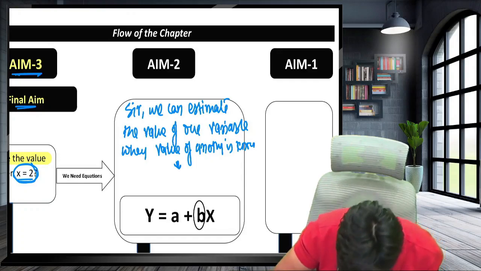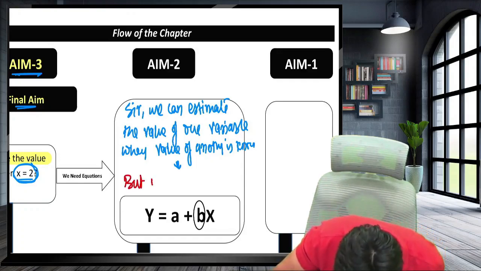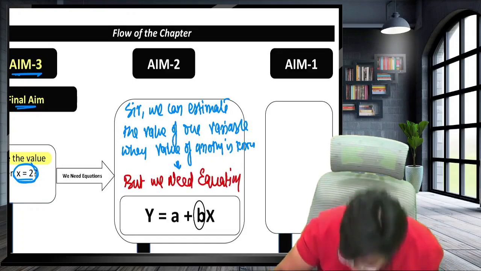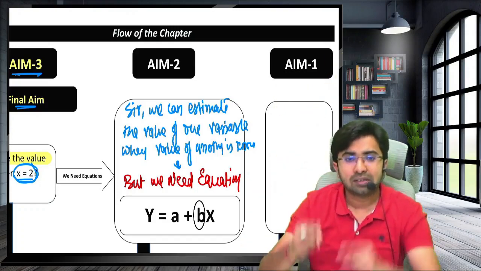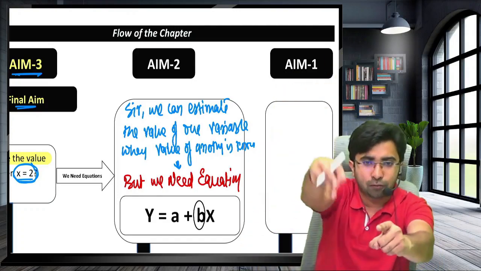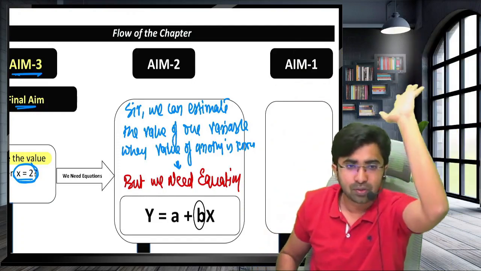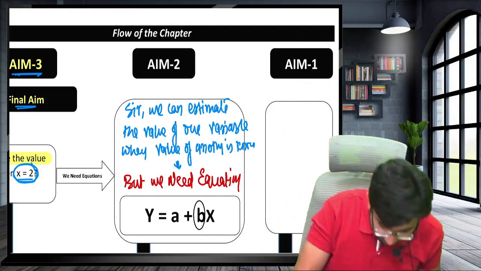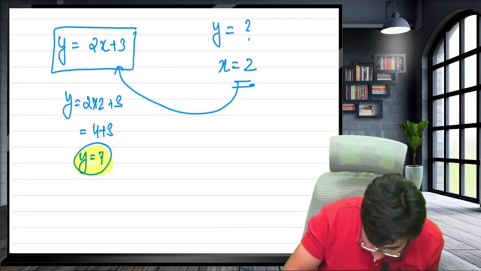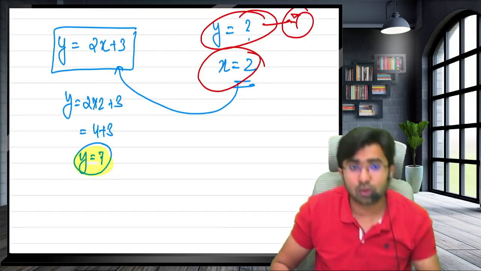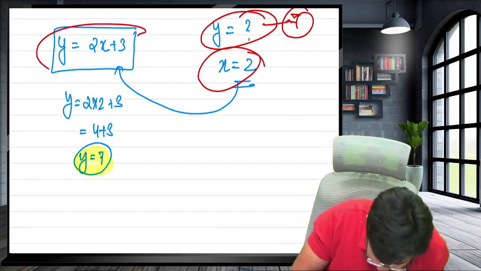But we need one equation. Why do you need an equation? So that we can put the value of one variable and get the value of another variable. Here, we have estimated the value of y equal to 7 when the value of x was known. But for that, you have given us the equation.